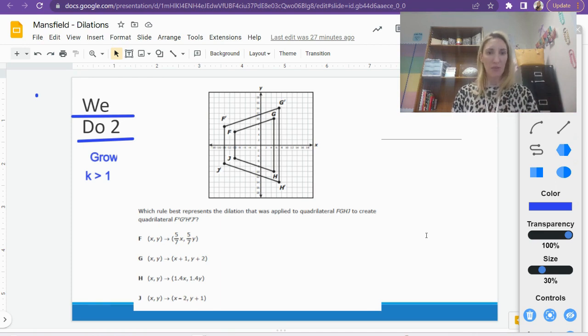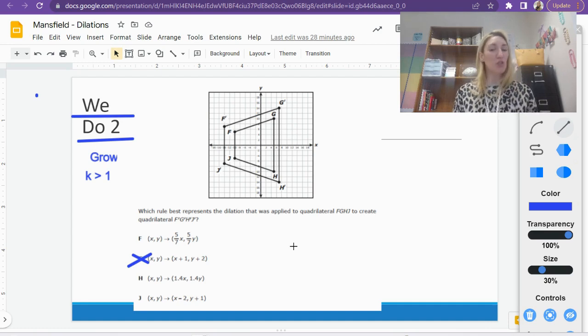Okay, letter F, 5 over 7x, 5 over 7y. Is it multiplying? Yes. Is it the same number? Yes. Keep it there. Let's try G. x plus 1, y plus 2. Is it multiplying? No, it's not multiplying. So I know that G is wrong. Let me cancel out G over here. I know that G is already wrong. I don't have to think about the numbers. I don't have to think about anything else. I know G is wrong for sure, because in dilation I cannot add.